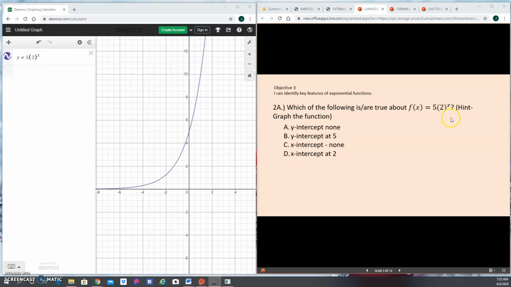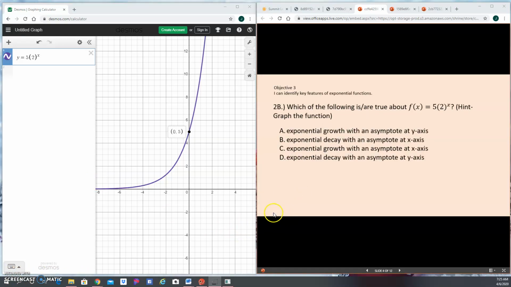So I had graphed this function right here, and it says that the y-intercept is none, y-intercept is at 5, and letter B is right. Again, there is no x-intercept because your x-axis is your asymptote and the graph is not going to touch your asymptote. Next question is the same function, but it's asking for growth and decay. You see this inside number is a 2, that is bigger than 1, so that is growth. Therefore, you have to cross out everything that says decay. So B and D say decay. You just have to concentrate on A and C.